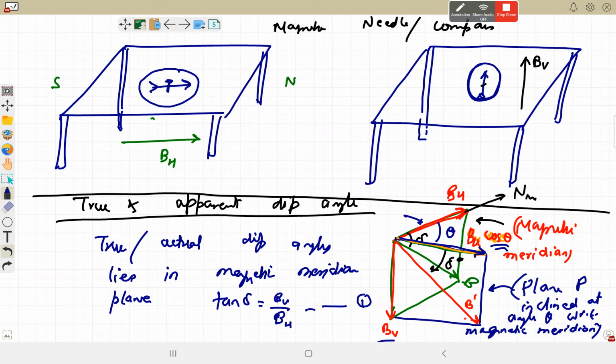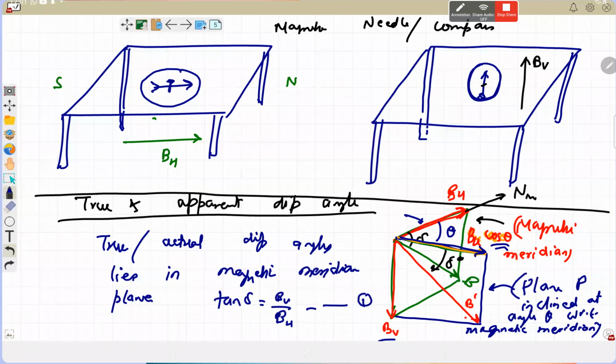So can you explain this again? I think we require a 3D diagram. So should I go to the board, or is it working? No, I think the board will be better. Yeah, just give me a moment, because it is a 3D figure.